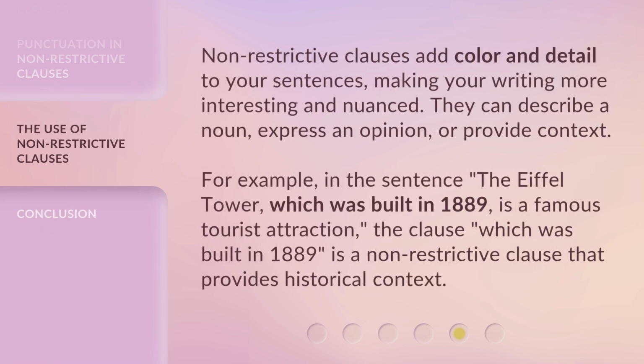Non-restrictive clauses add color and detail to your sentences, making your writing more interesting and nuanced. They can describe a noun, express an opinion, or provide context. For example, in the sentence, "The Eiffel Tower, which was built in 1889, is a famous tourist attraction," the clause, "which was built in 1889," is a non-restrictive clause that provides historical context.